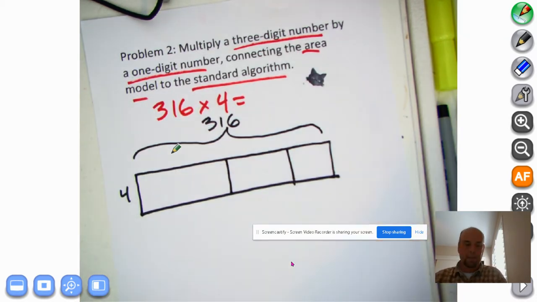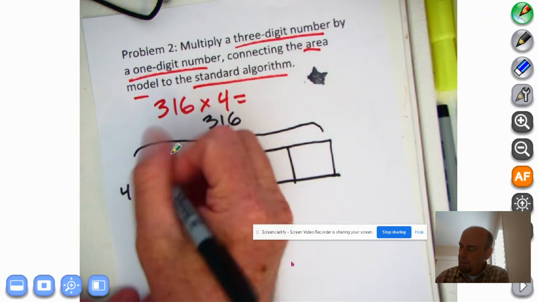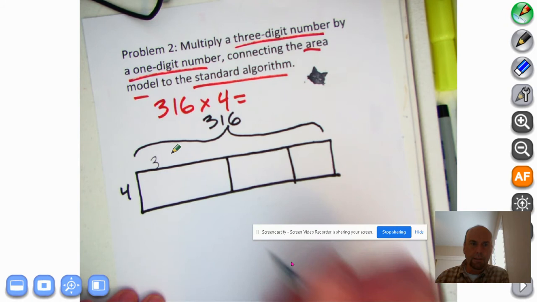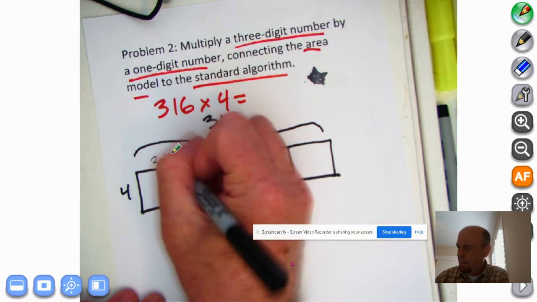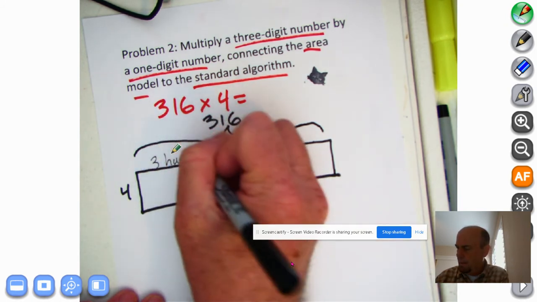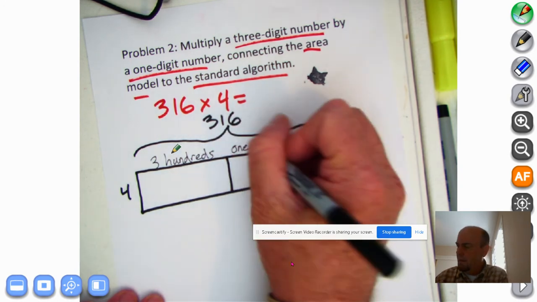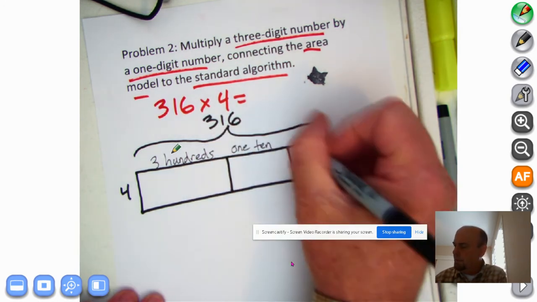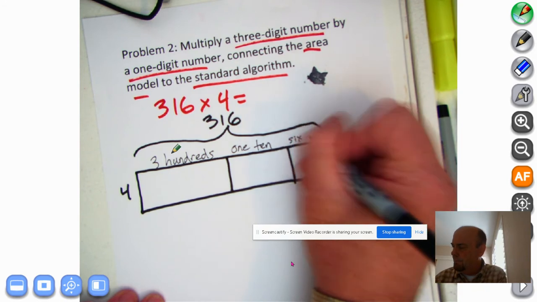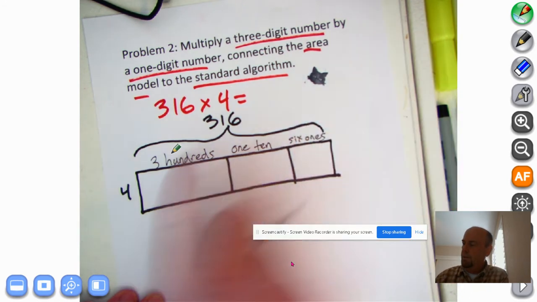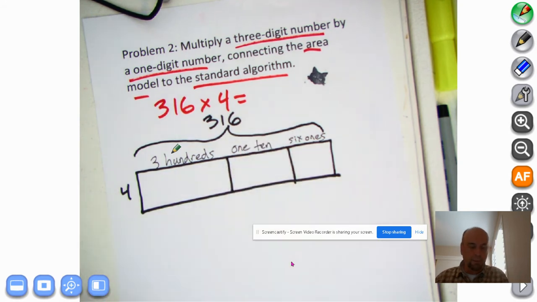All right. So what do we do? What do we do next? I'm going to put 3 hundreds here. Can you see that? Yes, you can. 10. 6 ones. So 3 hundreds, 10, 6 ones. That's 316 where I come from. Probably where you come from too. So let's start doing a little bit of math here.